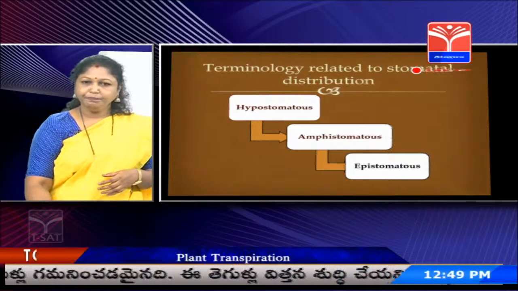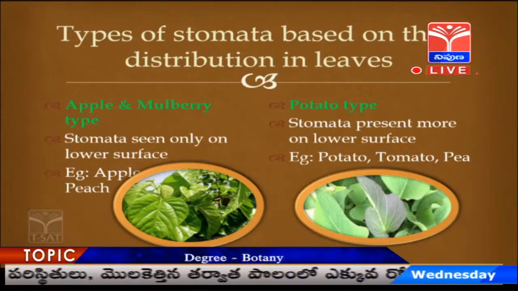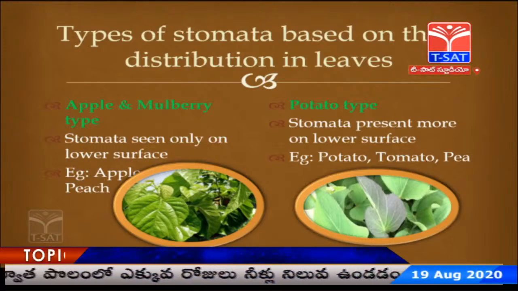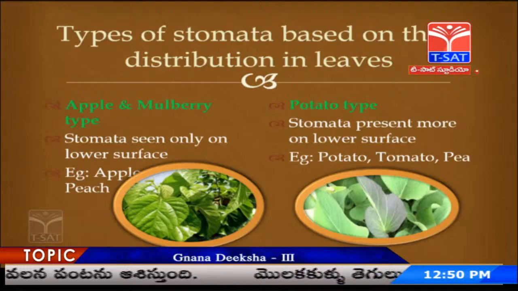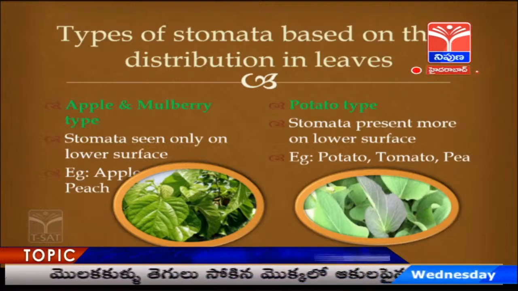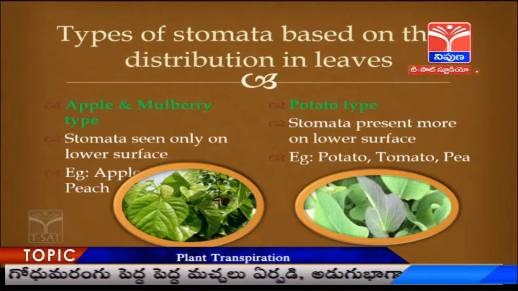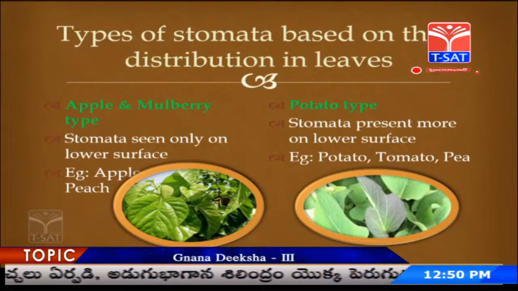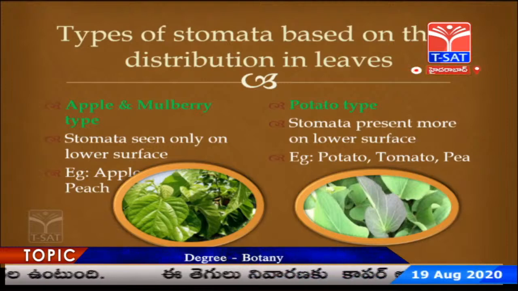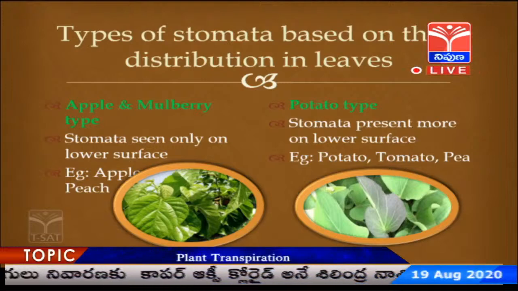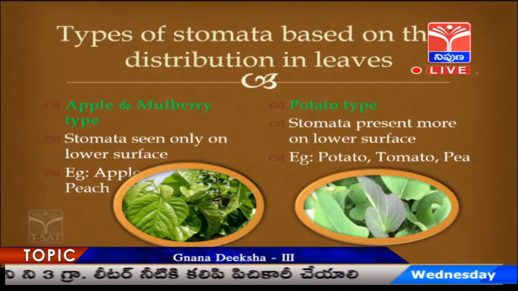Let us move further now. This is an extension of what we have studied: where in the leaf, whether on the upper surface or the lower surface, and the pattern of distribution. We can classify the stomata into 5 more types. The first type is the apple and mulberry type. Here we find that stomata are seen only on the lower surface and are completely absent on the upper surface. Whereas, in the potato type, stomata are present more on the lower surface compared to the upper surface. Examples are potato, tomato, pea.